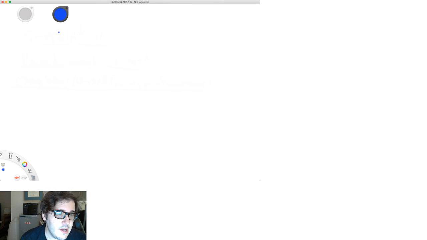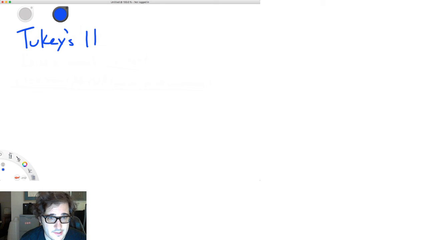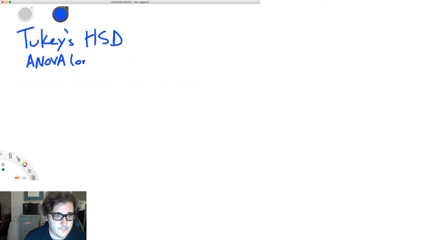Okay, so Tukey's honest significant difference. Tukey, this is some guy, something Tukey, honest significant difference. Here is where we want to see which means are different in ANOVA. So this has to do with ANOVA, and this could be either one-way ANOVA or factorial. Okay, so this is what we're working on.